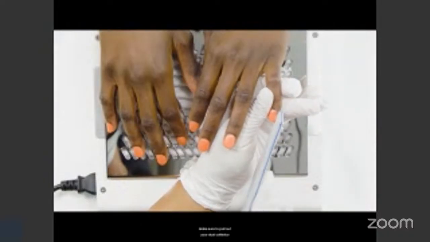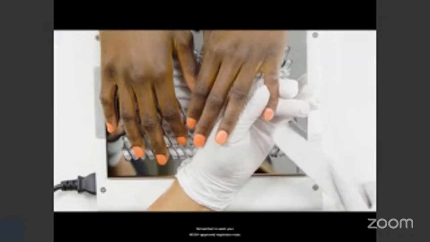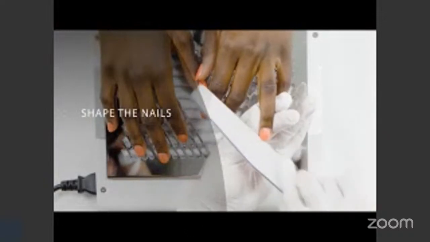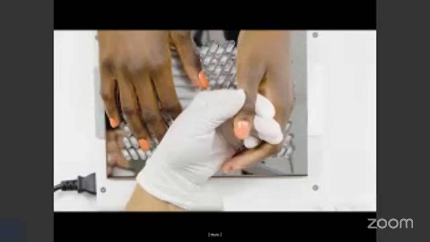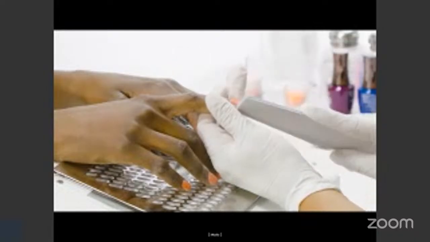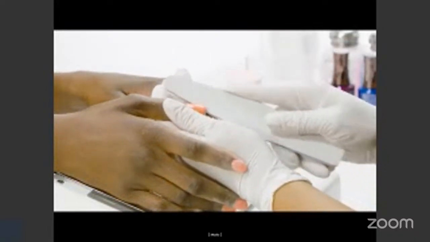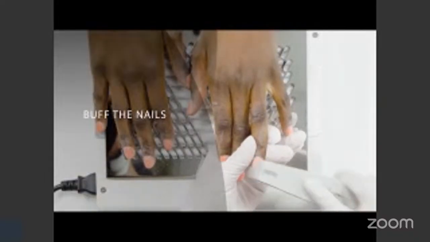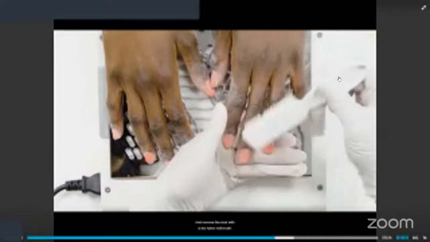Make sure to pull out your dust collector when you begin the filing process. Remember to wear your NIOSH-approved respirator mask. Use a medium grit abrasive to shape the nails if needed. Smooth the surface of the nail with a medium grit buffer and remove the dust with a dry nylon nail brush.